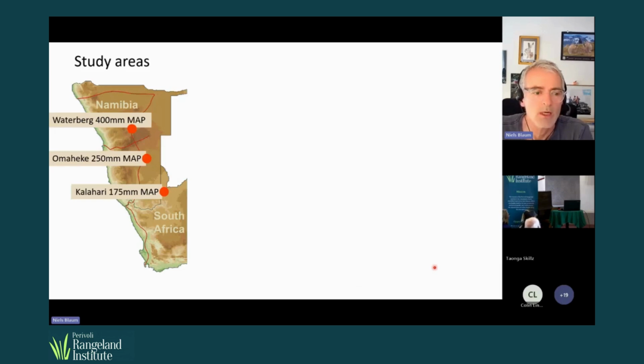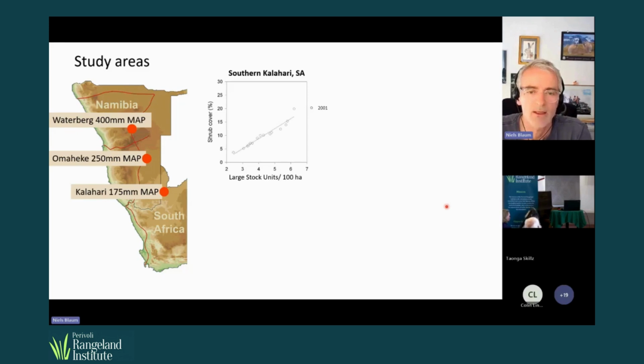The study areas were in Namibia, but also in South Africa, along a rainfall gradient here from north to south. We did samples at Waterberg with 400 millimeters, approximately mean annual rainfall, in the Omaheke region and in the Kalahari region in South Africa. I showed you this figure in Katja's slide already.